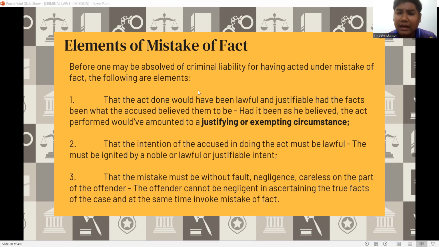Had the act done been lawful and justifiable, had the facts been what the accused believed them to be, had it been as he believed, the act performed would have amounted to a justifying or exempting circumstance. Because if you kill a person by virtue of self-defense, you will not have criminal liability. You will be absolved from any criminal liability because you acted through self-defense.